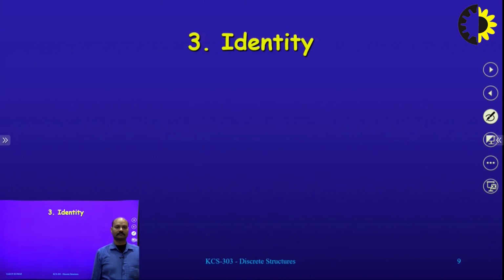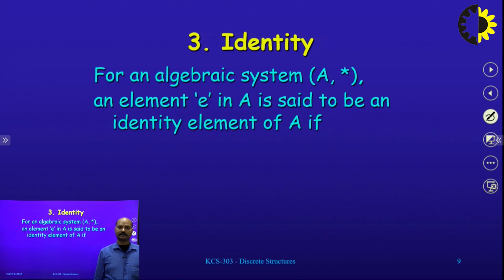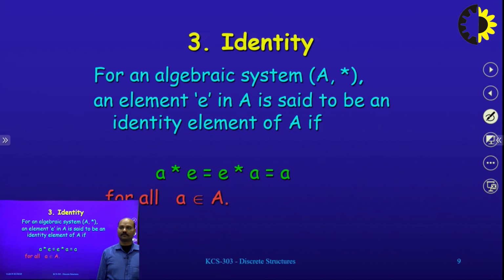Identity, the third property is the identity property. For an algebraic system, A is a set and asterisk is a binary operation. An element E in the set is said to be an identity element if A asterisk E is equal to E asterisk A, and that must be equal to the element itself, for all values of A belonging to set A.